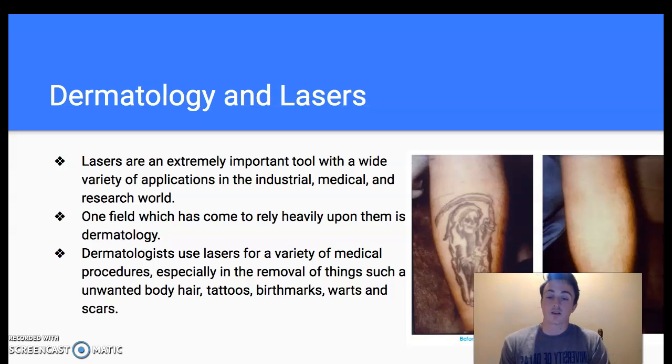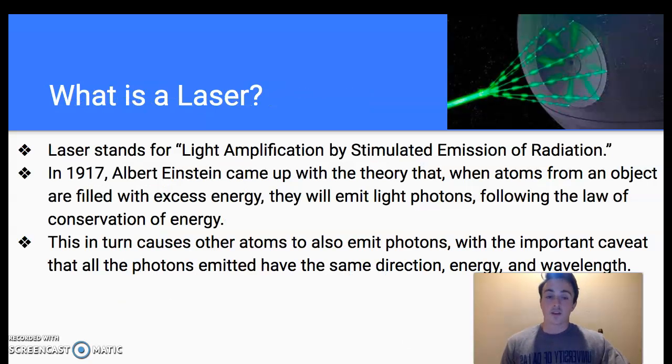So, lasers are a very important tool. They are widely used in the industrial, medical, and research world. One field which has relied heavily on them that I'm interested in as a pre-med student is dermatology. Dermatologists use lasers for a variety of medical procedures, especially in cosmetic things like removing unwanted body hair, tattoos, birthmarks, warts, and scars. So what is a laser?